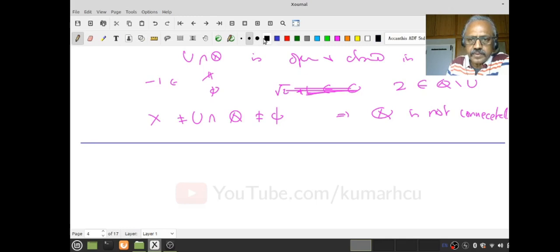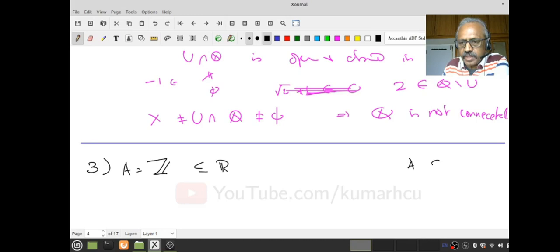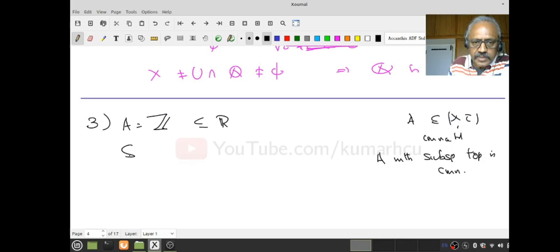Okay, let's look at the set of integers. A is the set of integers in R. Now remember, when do I say a subset A of a topological space X, tau is connected? We say it is connected if A with the subspace topology is connected. Now, what is the subspace topology? R is with the usual topology. Therefore, what is the subspace topology on Z?